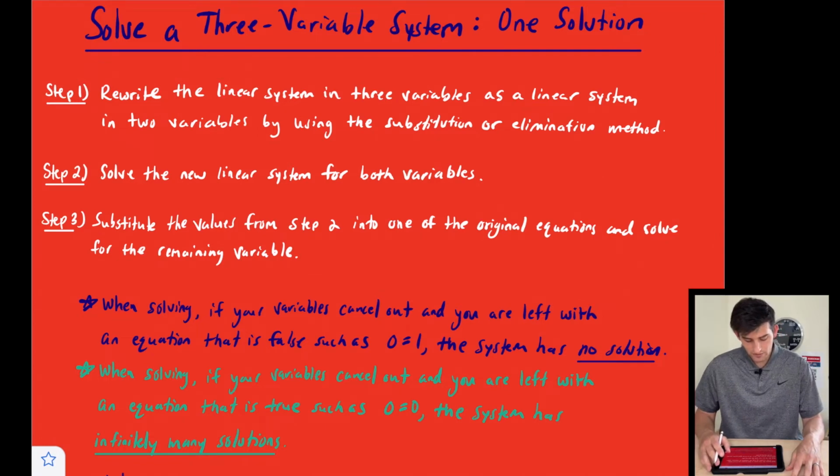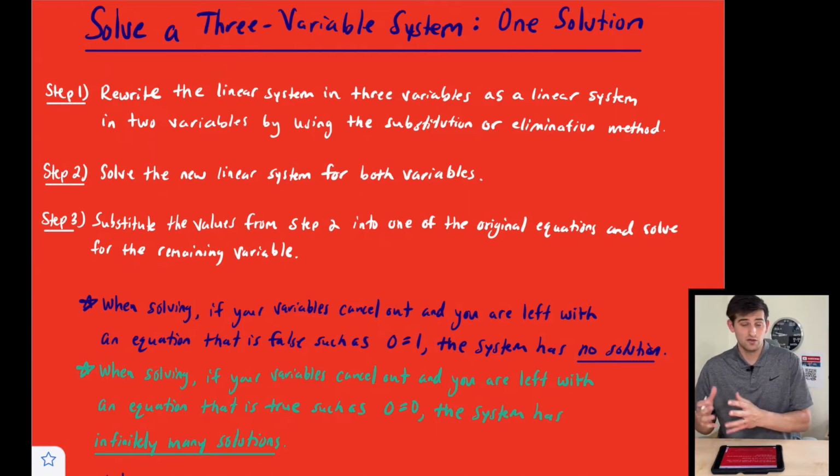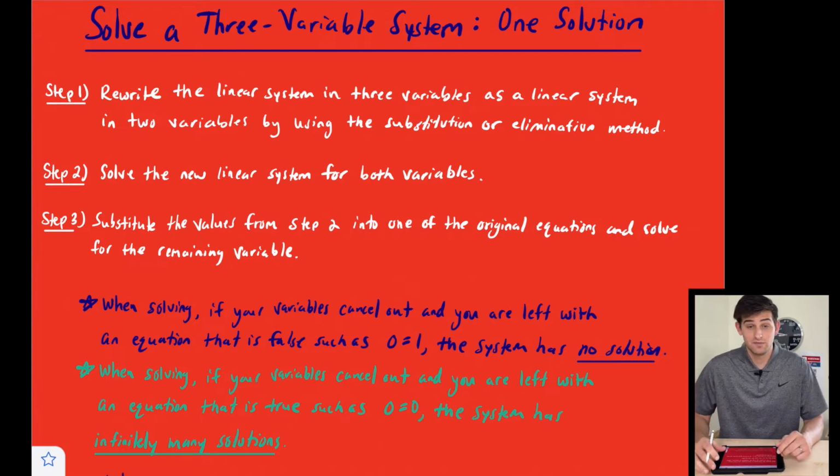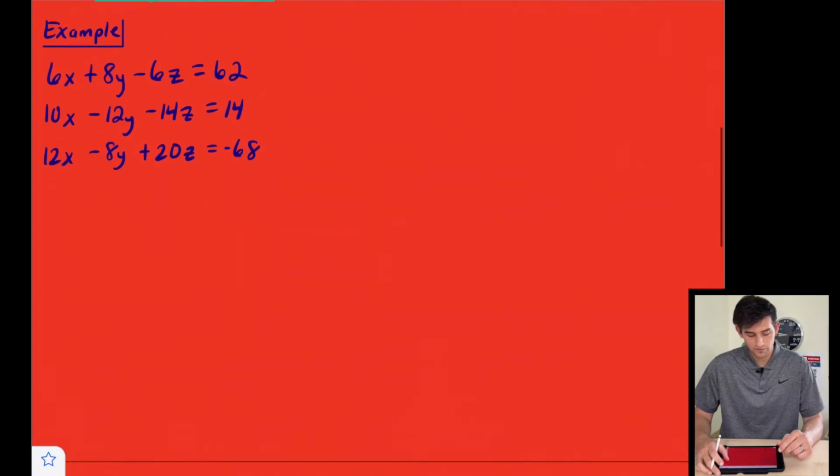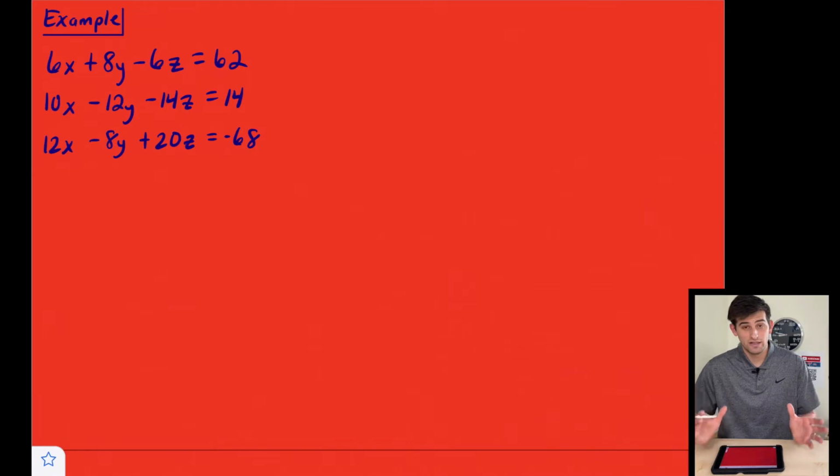A couple things to note, and we're not gonna see this in this video, we will in later videos: when solving, if your variables cancel out and you are left with an equation that is false, such as 0 equals 1, then there's no solution. Very similar to when we had just 2 equations with 2 variables. Same thing when our variables cancel out, but we're left with something that's true, so 0 equals 0 or an identity, then there would be infinitely many solutions, okay? Well, in this video, we're gonna focus on what does it look like when there is one solution.